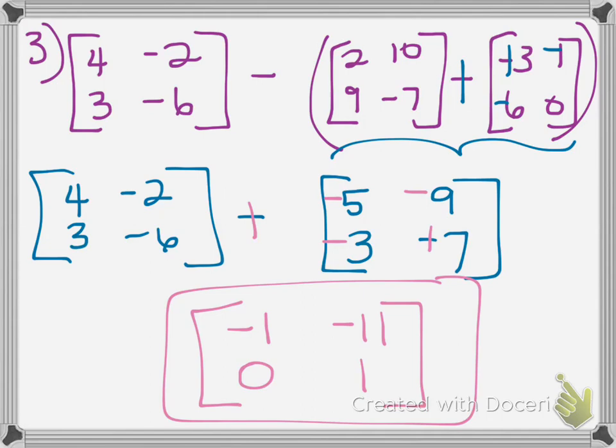So again, you do want to follow order of operations. Make sure that your matrices are the same sizes before you do anything. And anytime you're subtracting a matrix, you want to add the opposite. And when you add the opposite, that whole matrix has to have the opposite signs, not just one or two numbers. You can't kind of pick and choose.